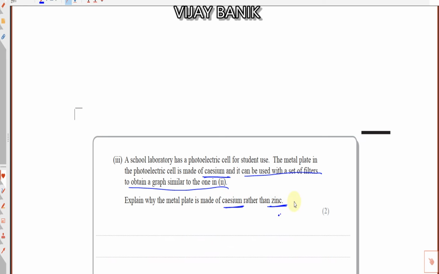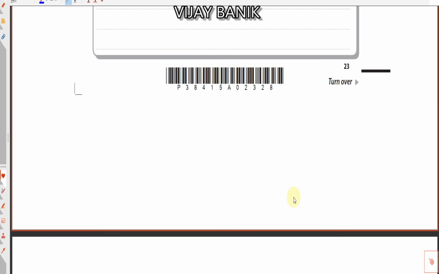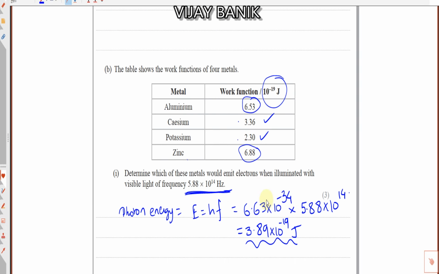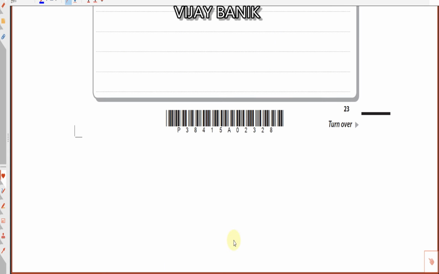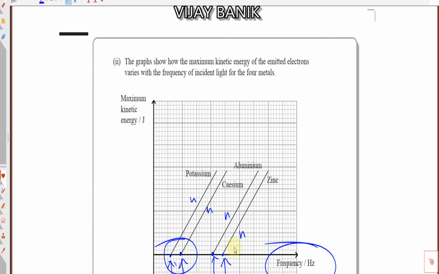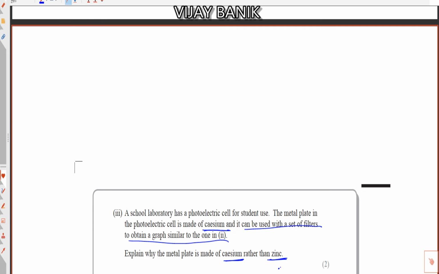Because cesium has a very low threshold frequency, so it has a very low work function. So you can emit electrons with the help of visible light itself. You don't need to use UV light, because UV lights are very dangerous. So with just visible light they can emit electrons and do the experiment. They don't have to use other forms of dangerous light such as UV light. That's why cesium is enough.